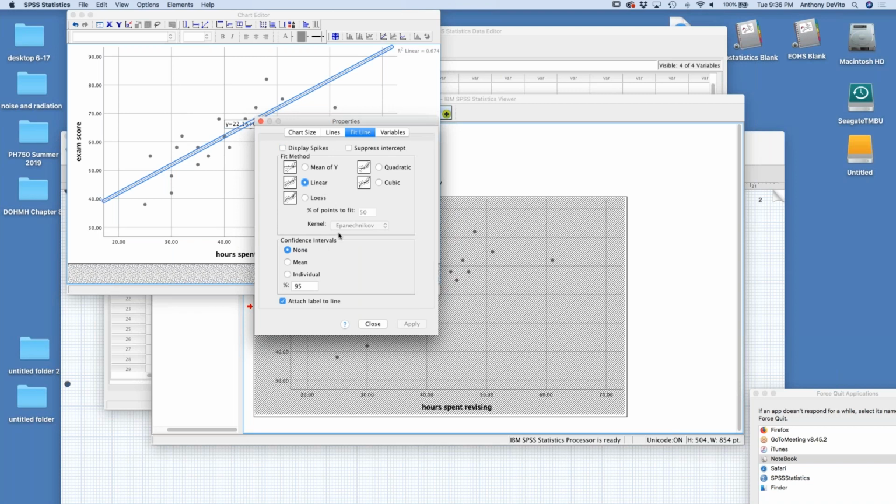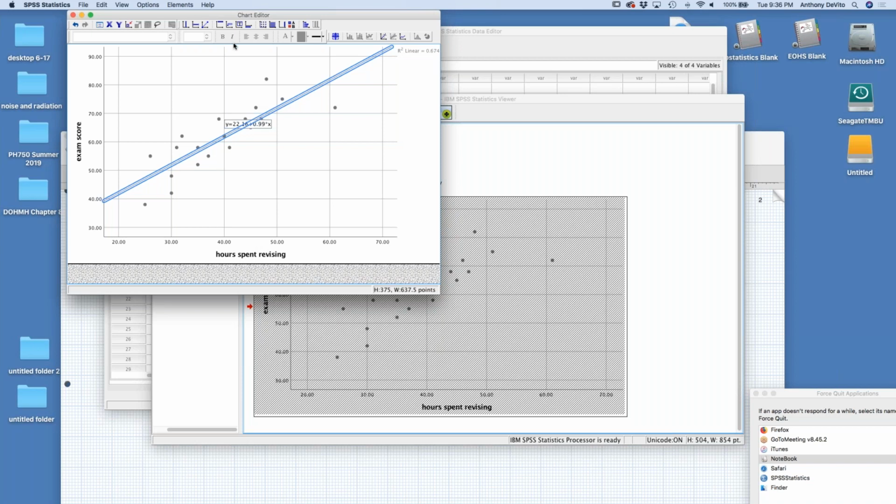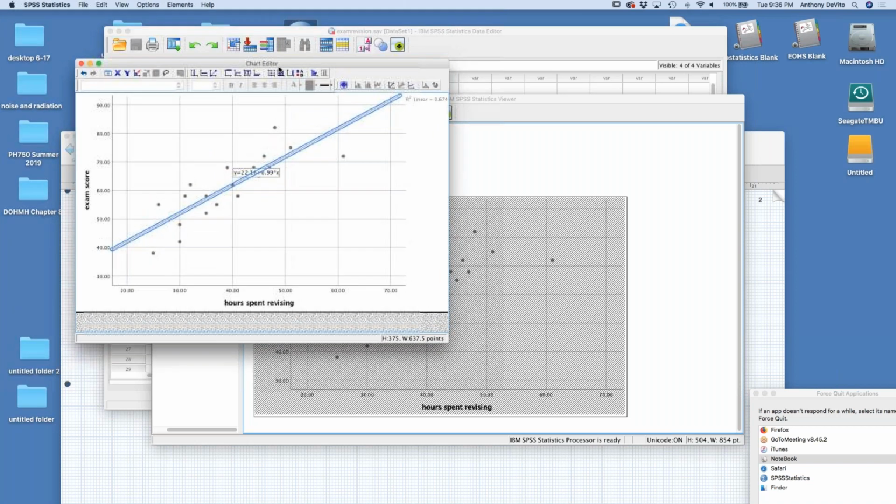Okay, should let me talk this. Hold on. Oh, it already drew it. Okay, I'm sorry. Drew it in the background. I didn't need to do this anyway.